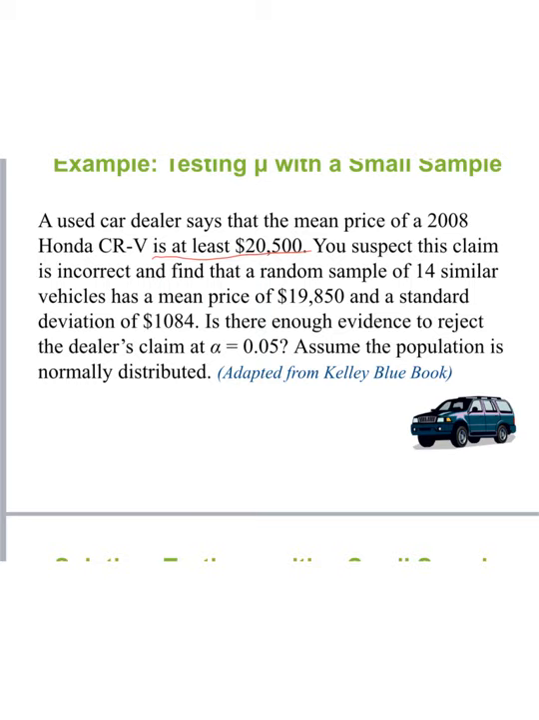And you find a random sample of 14 similar vehicles that has a mean price of 19 something and a standard deviation of 1,084. Is there enough evidence to reject the dealer's claim at alpha equals 0.05? They gave you all the information you need. Assume the population is normally distributed. That was important. Then, after I read the problem, I go back to the claim. The used car dealer says that the mean price is at least.